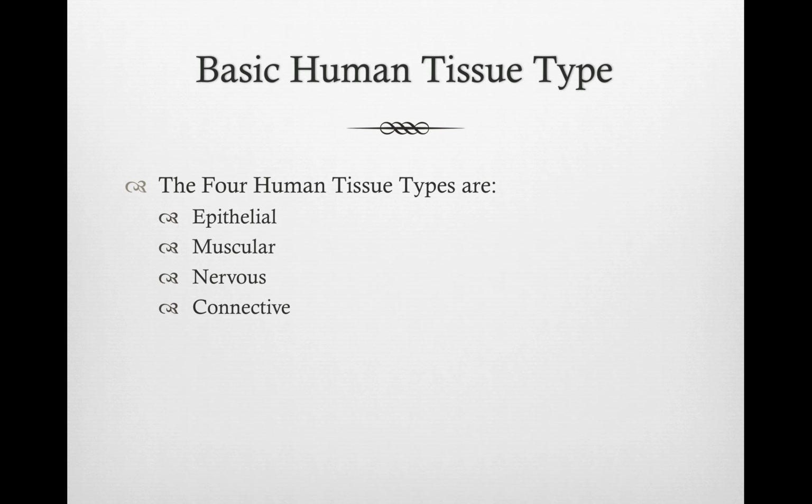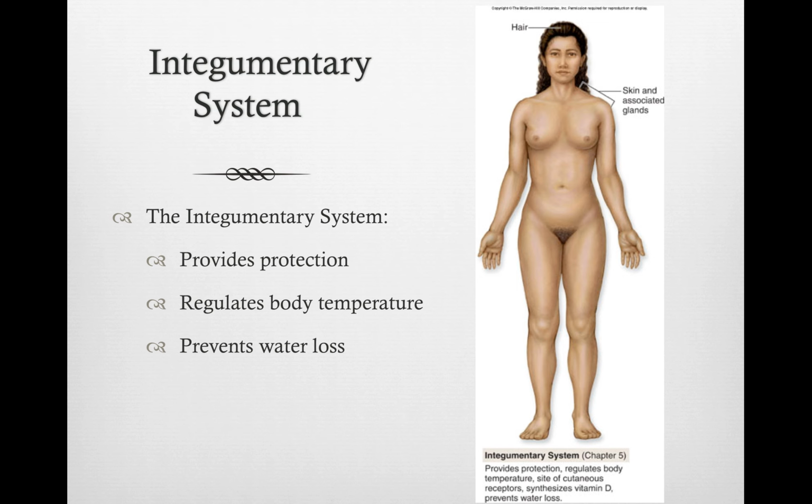Now, there are four basic human tissue types. They are epithelial tissues, muscular tissues, nervous tissues, and finally, connective tissues. We'll talk more about the tissues when we get into the histology chapter. But for the time being, let's rest on that. We're going to do a brief overview of each organ system.